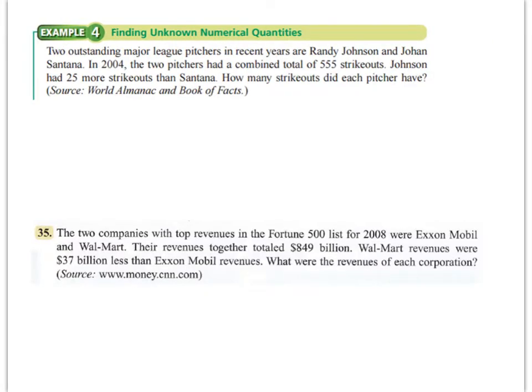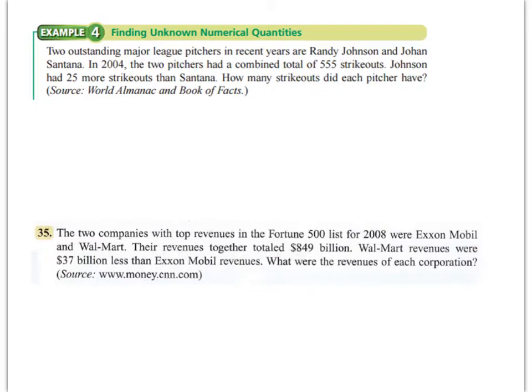All right, so here we have a couple more word problems. First one, a little bit about baseball. Hopefully you're familiar enough where this will make sense. So back in 2004, 2 pitchers that were pretty successful were Randy Johnson and Johan Santana. They had a combined total of 555 strikeouts. Johnson had 25 more strikeouts than Santana.